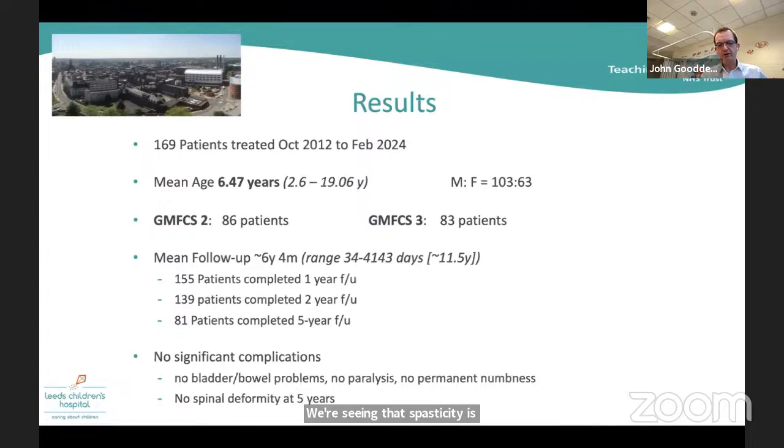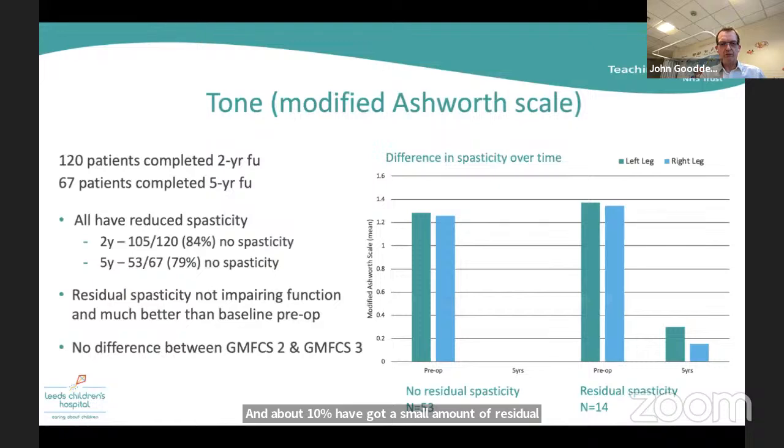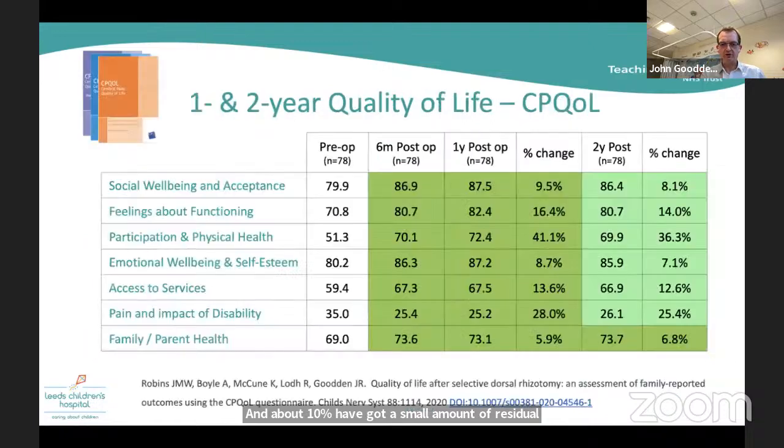About 90% of our patients have got Ashworth grade 0 in their muscle groups postoperatively. About 10% have got a small amount of residual spasticity, but it's much better than it was before surgery. We published on our quality of life a few years ago, looking at the changes over the first couple of years, showing statistically significant differences.